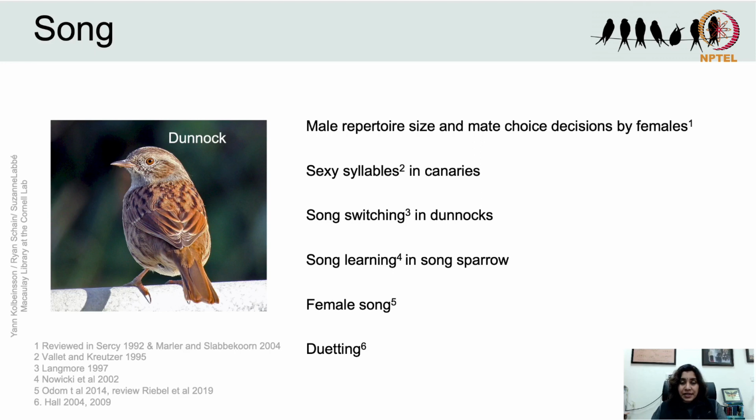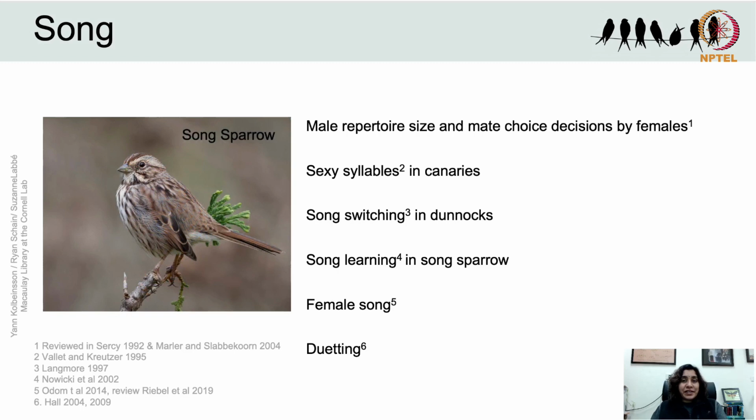Song sparrows are amongst the most widely studied species on various aspects of bird song. A study conducted by Nowicki et al. showed that female song sparrows assess the males based on their song learning ability and preferred males who were better learners. But in all of this, the focus has squarely been on male song, and the possibility of female birds possessing songs and using it in mating behavior was largely ignored in the scientific community.